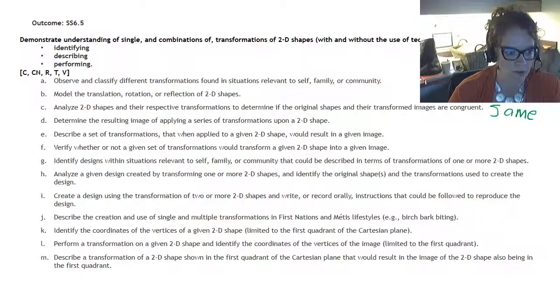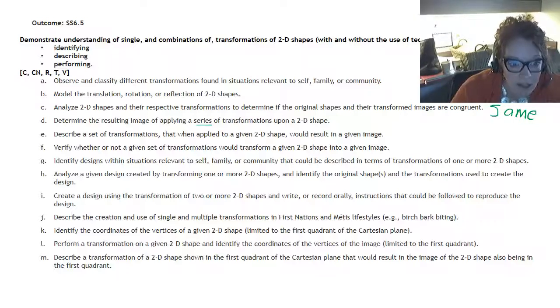So that is congruent. Determine the resulting image of applying a series of transformations upon a 2D shape. If we're doing a series of transformations, that means more than one. So you might have to follow step by step to see how that goes. Describe a set of transformations that when applied to a given 2D shape would result in a given image.